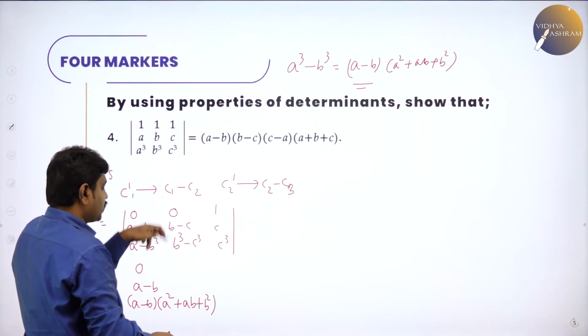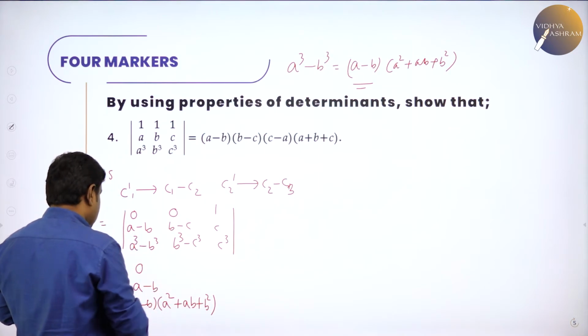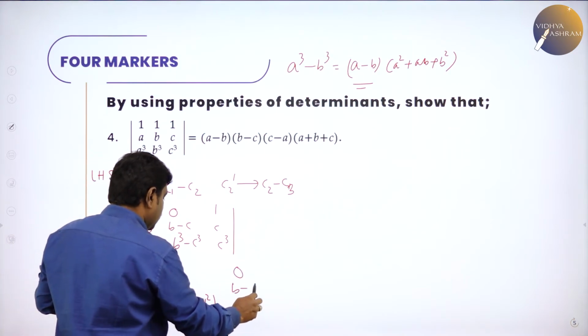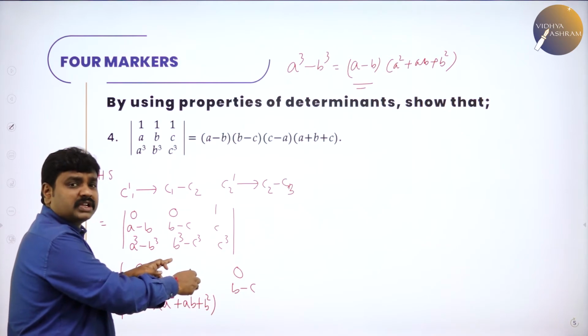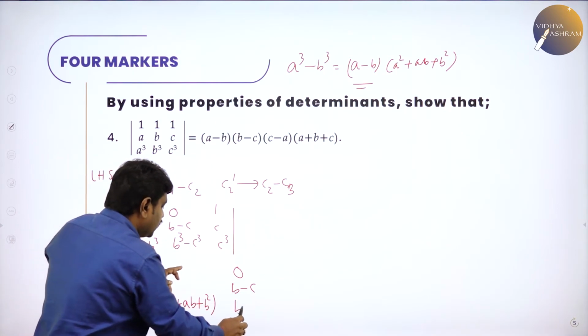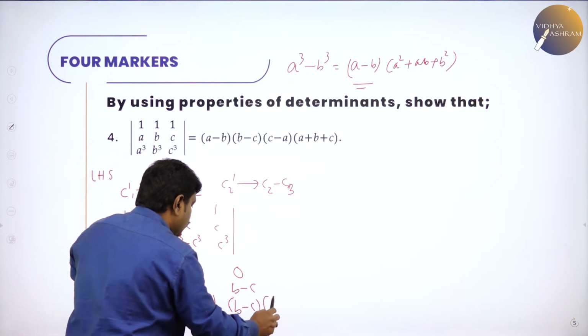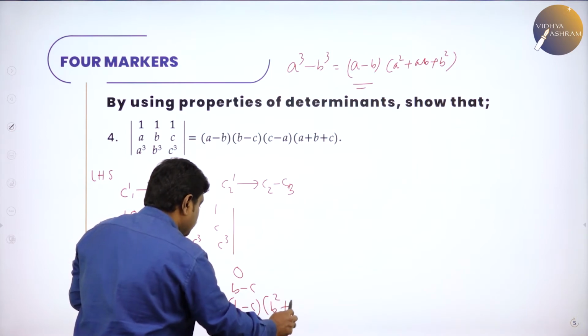Similarly, in the next column, take 0, B minus C, let it be, B cube minus C cube. How to write B cube minus C cube? Same, use the formula. So can I write it as B minus C into B square plus BC plus C square?